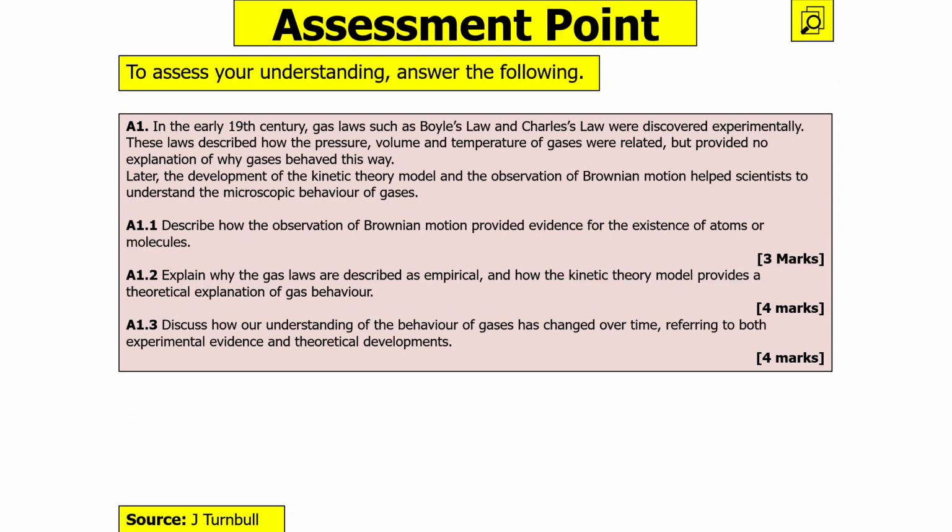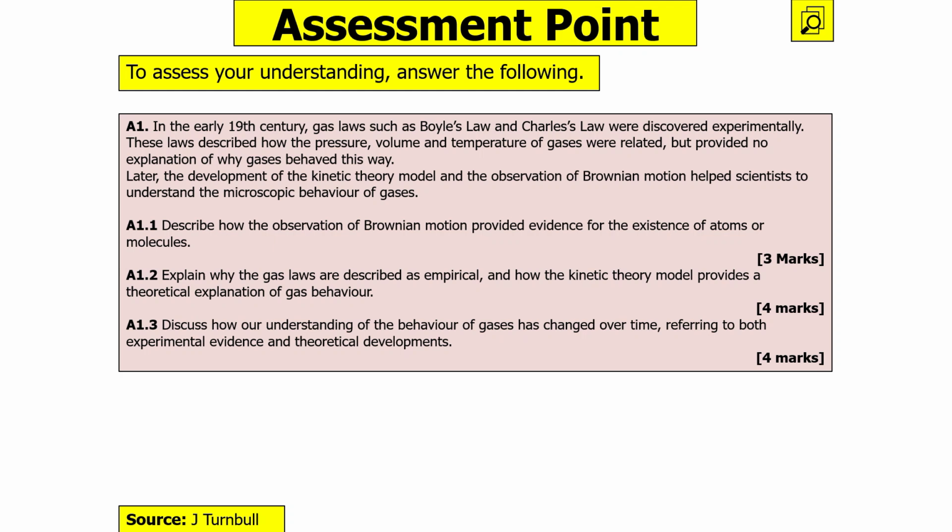In the early 19th century, gas laws such as Boyle's law and Charles's law were discovered experimentally. These laws described how the pressure, volume and temperature of gases were related, but provided no explanations of why gases behave this way. Later, the development of the kinetic theory model and the observation of Brownian motion helped scientists to understand the microscopic behaviour of gases.